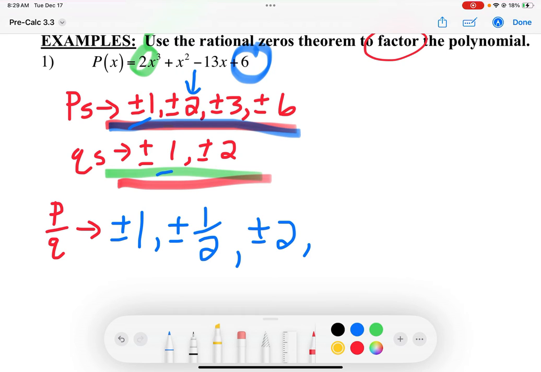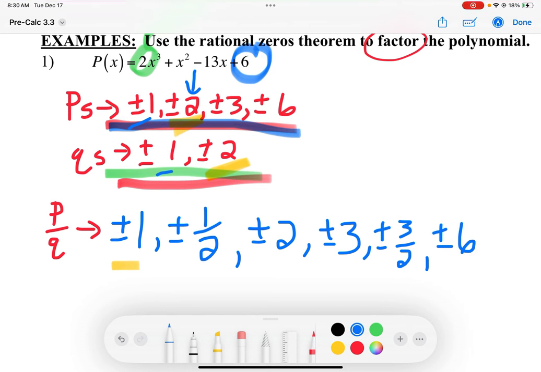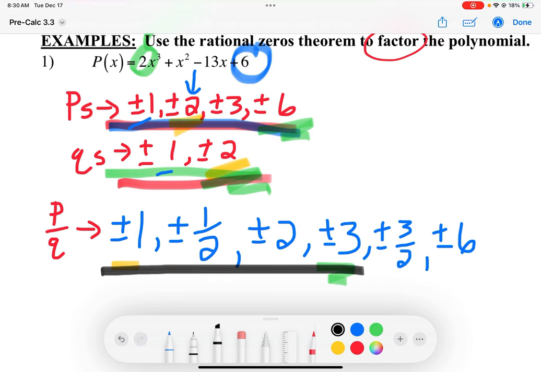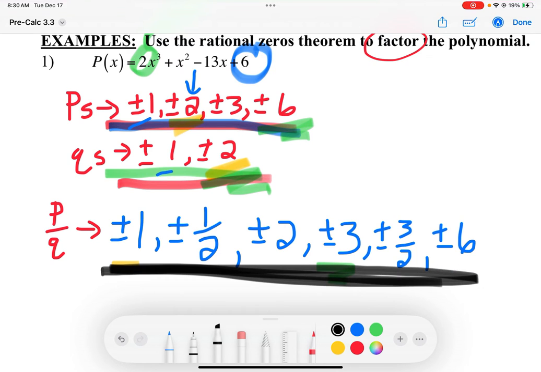If we did 2 divided by 2, you would get 1 when we already listed 1, so we don't have to list it again. So we go to 3 over 1, which is 3, and then 3 over 2, which is 3 over 2. Okay, and then we move on to 6. 6 over 1 is 6. And again now, what is 6 over 2? 6 over 2 is 3. We already listed 3, so we don't have to list 3 again. So these are all of our possible rational zeros.